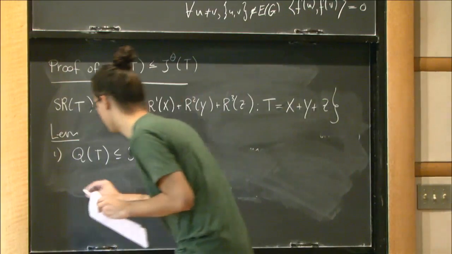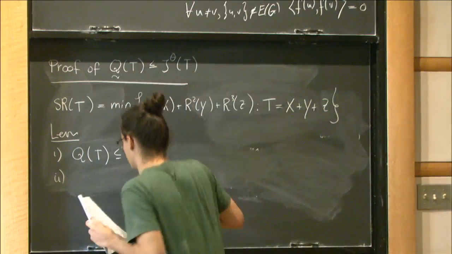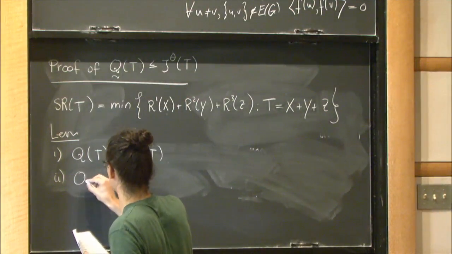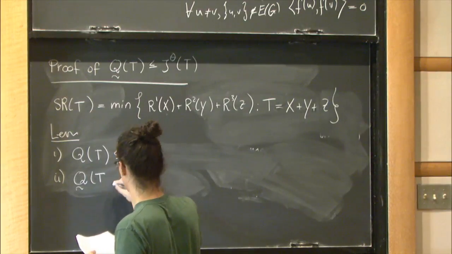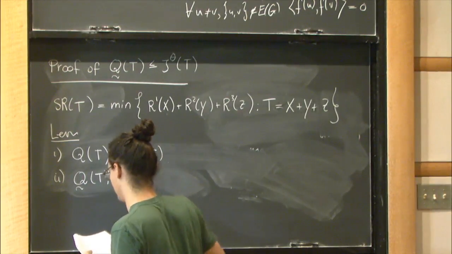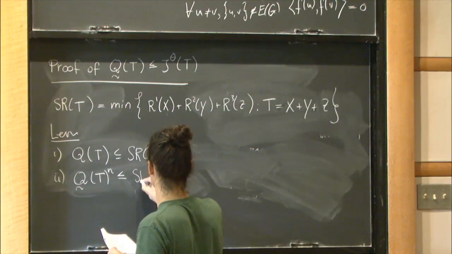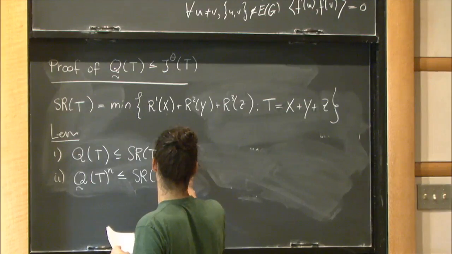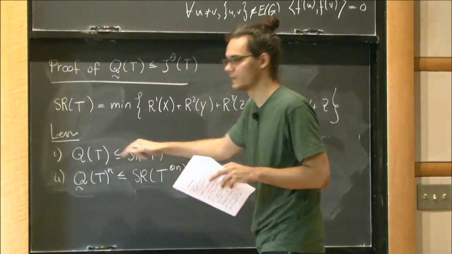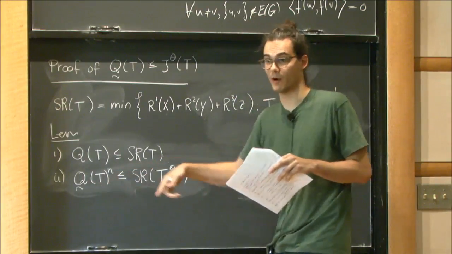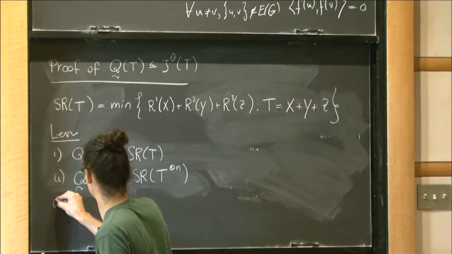Then it follows immediately that if you look at the asymptotic subrank of a tensor to the power n, then this is upper bounded by the slice rank of T to the n. I just replaced T by T to the n, and asymptotic subrank is multiplicative on powers. So I also don't want to prove that really because I already said it now.